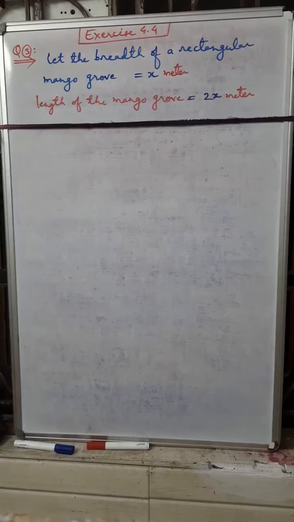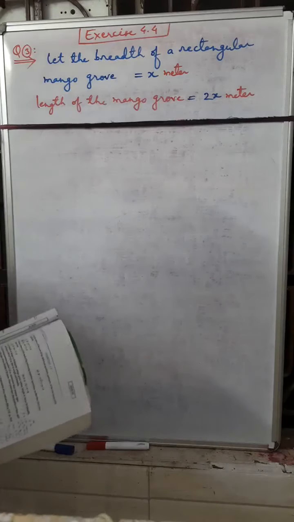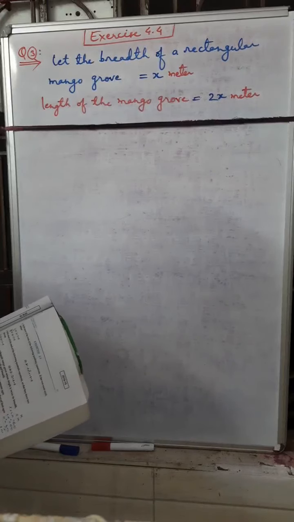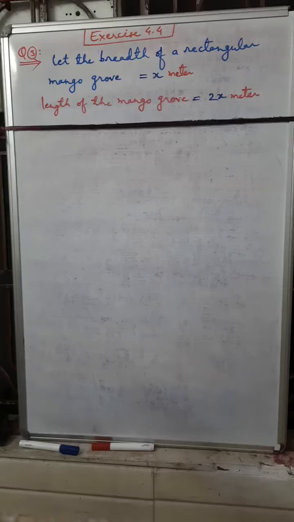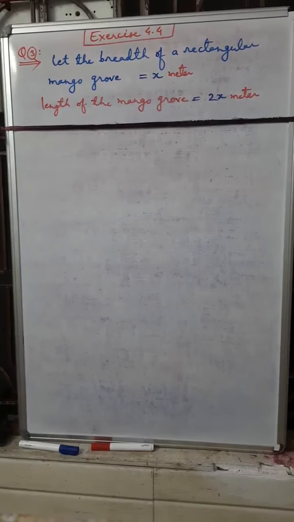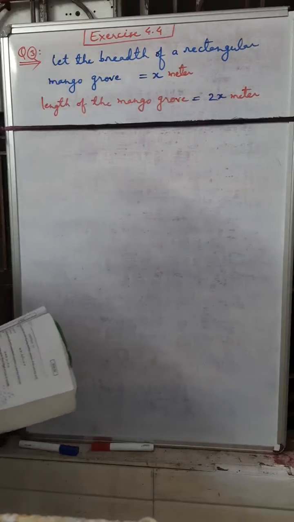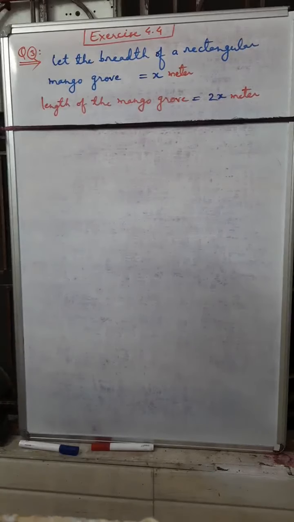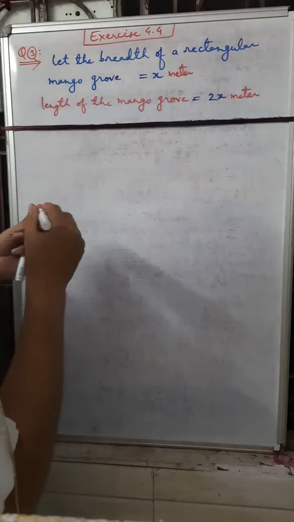Students, now we will solve question number 3 of exercise 4.4. According to this question, it is given: it is possible to design a rectangular mango grove whose length is twice its breadth and the area is 800 meter square. If so, find its length and breadth. So rectangular mango grove, that means rectangular.